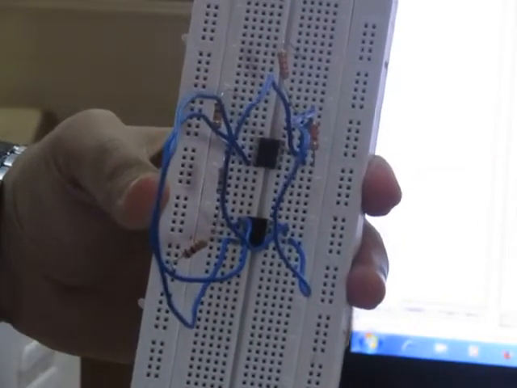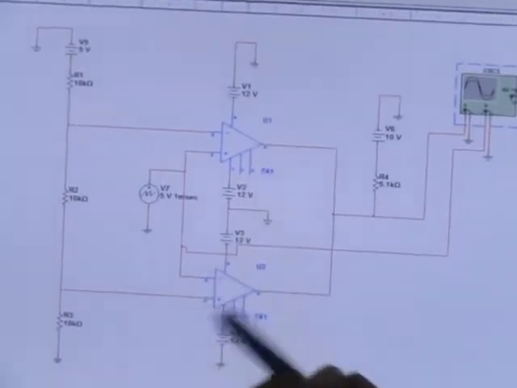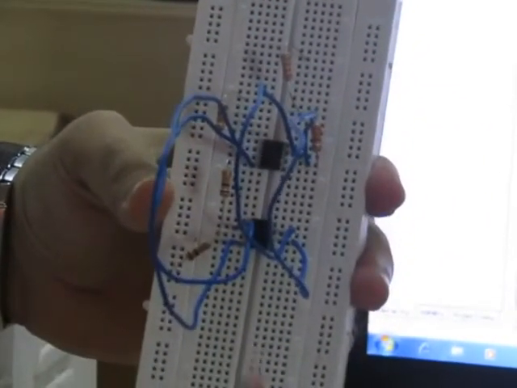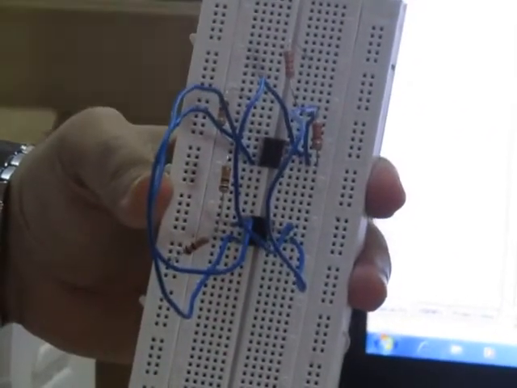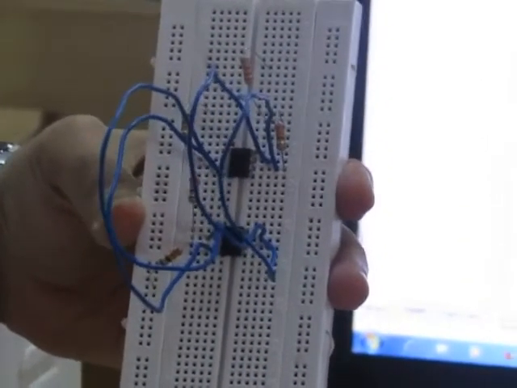In a similar sense, I will apply the positive, that is plus 12 volt, to pin number 7 of the first op amp and pin number 7 of the second op amp. For that, I have connected pin number 7 of the first op amp and pin number 7 of the second op amp with a wire. So this is the overall connections that we have done.